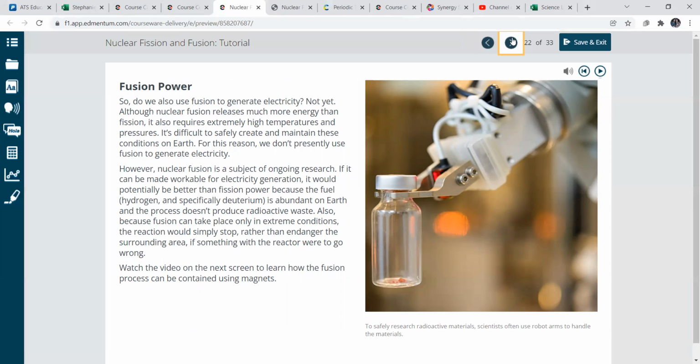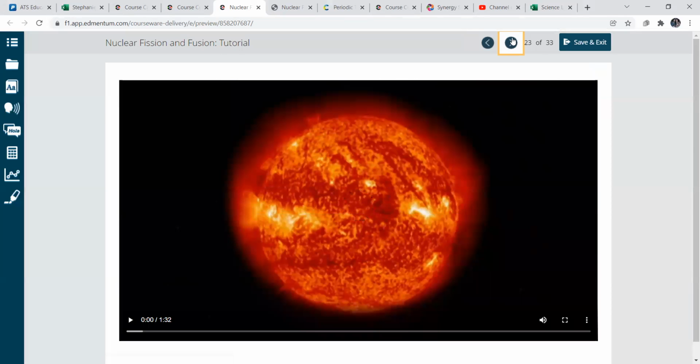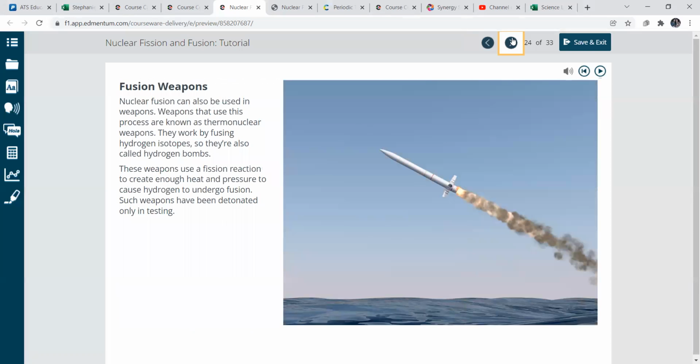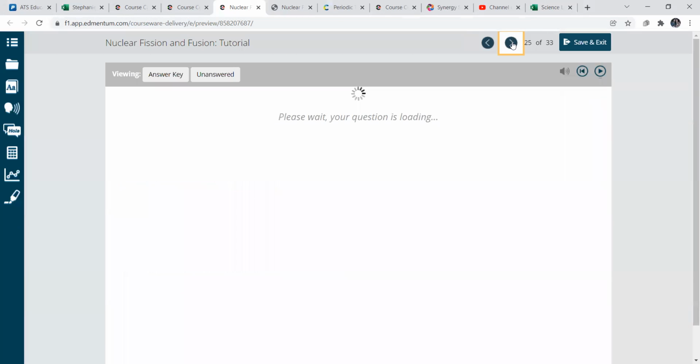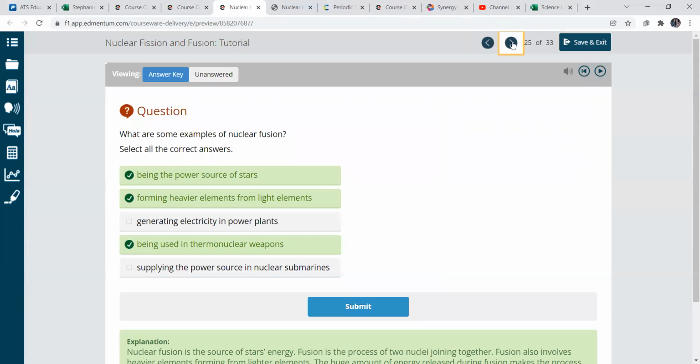So this just gives you some more information about fusion and what it does. If you watch this part on your own, weapons would be thermonuclear weapons. So it's just like a hydrogen bomb. So a little bit different than the atomic bomb, because it's made differently and they're used for different purposes. Some examples of nuclear fusion would be being the power source of stars, forming heavier elements from light elements, and using a thermonuclear weapon. So these are some examples of nuclear fusion.